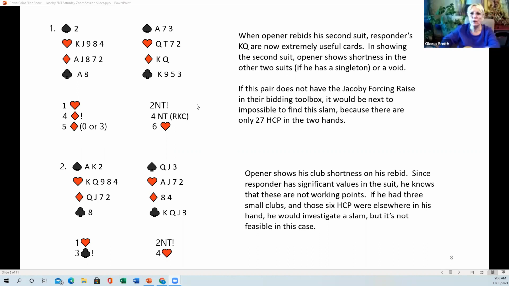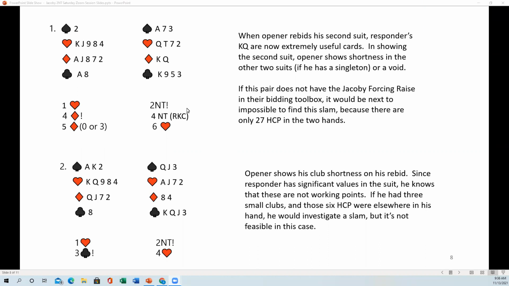Now, I have here a question, Susan. Sure. Ella, go ahead, please. Susan, when you show an alert for your partner and somebody does ask what it means, do you go into detail saying it shows shortness or it shows? Yeah, if for instance your partner alerts, say, your 3-club rebid, and one of your opponents turns to your partner and says, what is your alert? Then you just say shortness, if that's your agreement.